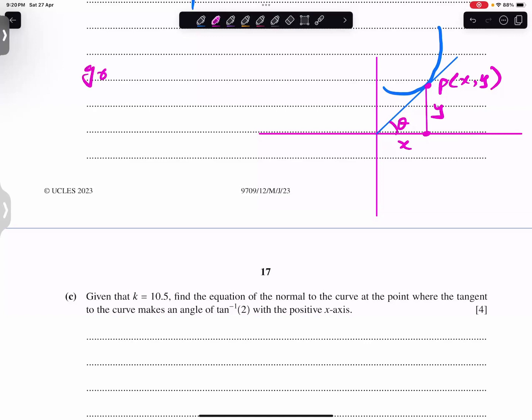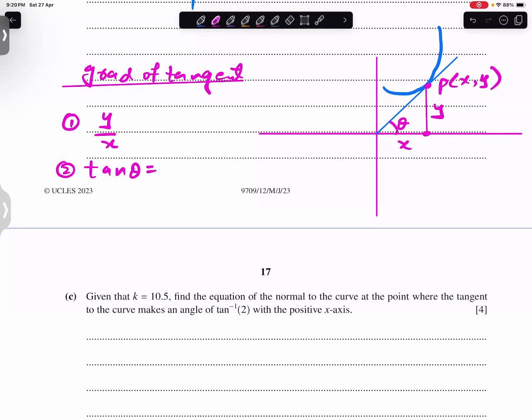So the gradient of the tangent has different forms. The first form is y over x. The second form is, students, tell me what is tan theta? Tangent theta is perpendicular over base. So this is my gradient of tangent, and also y over x is equal to tan theta. From now you have learned that whenever you are given an angle of some line and you take the tangent of that angle, the answer will give you the gradient of the tangent.